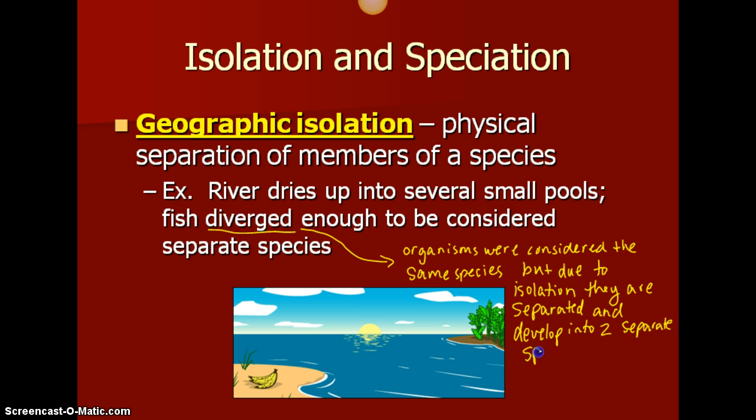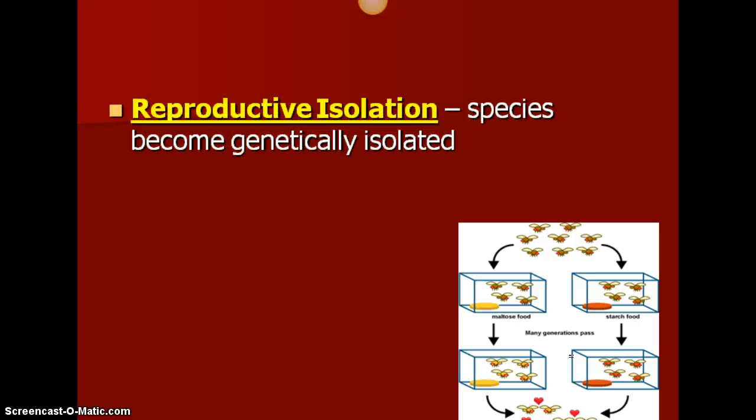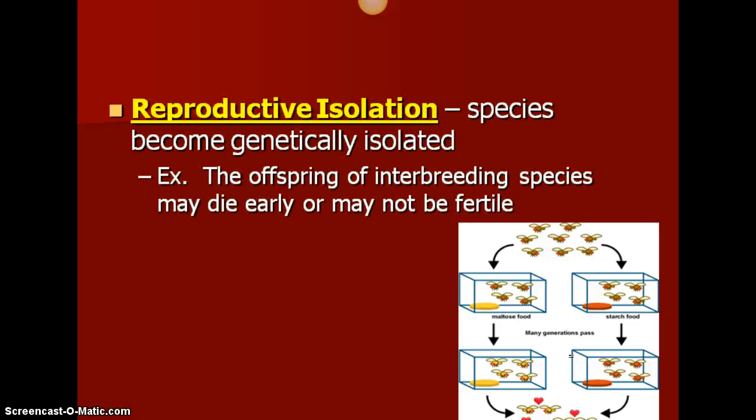Now, the reason this happens is that now that they're in a different location, they're isolated from each other, they will start to eat different things. They will reproduce at different times, possibly. Just their whole way of life will change. And once the way of life changes enough, they become a new species. So here's an example of reproductive isolation, which goes along with that.